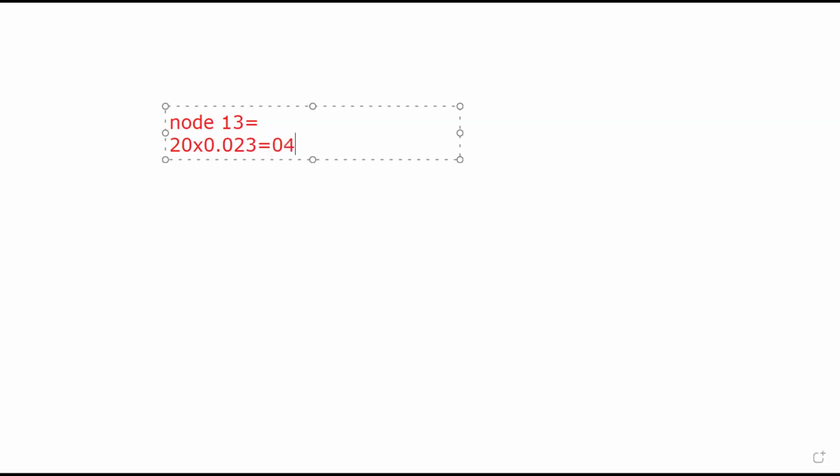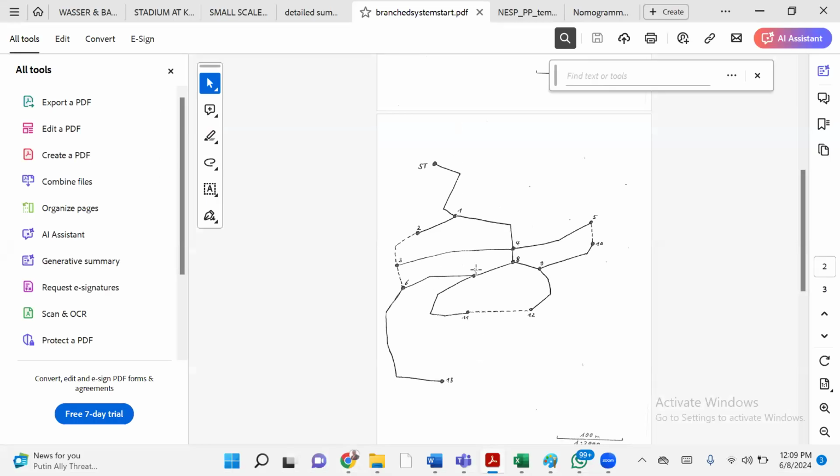So you now go to node 13 and write 0.46 liter per second. Now move to node 6. How many houses are connected to node 6? How many houses are here from 6 to 7?